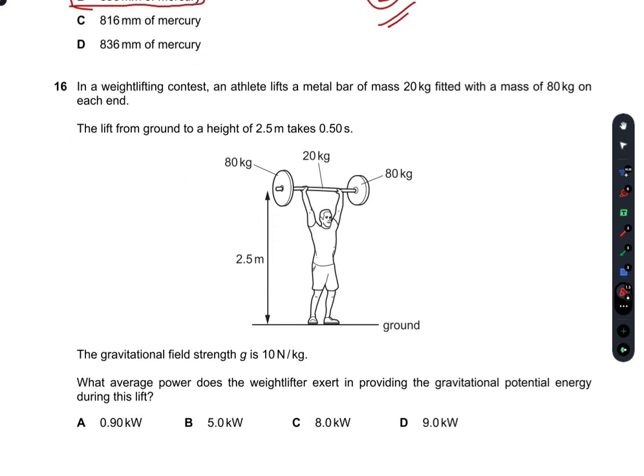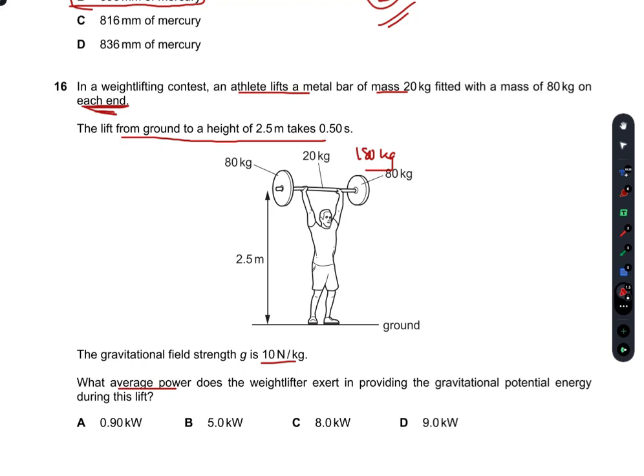In a weightlifting contest, an athlete lifts a metal bar of 20 kg filled with a mass of 80 kg on each end. So the total mass is 180 kg. The lift from ground to a height of 2.5 meters takes 0.50 seconds. The gravitational field strength is 10 newtons per kg. What average power does the weightlifter exert in providing the gravitational potential energy during this lift?